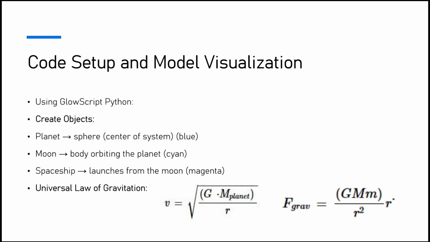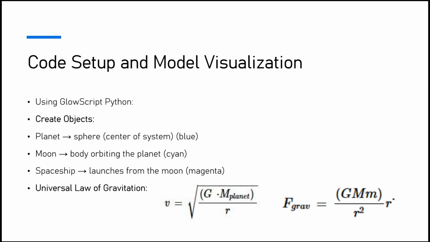This simulation was built in Web VPython, aka GlowScript, which allows for visual 3D modeling of forces in motion. The main objects are a planet at its center, the moon orbiting the planet in cyan, and a spaceship that launches from the moon in magenta.